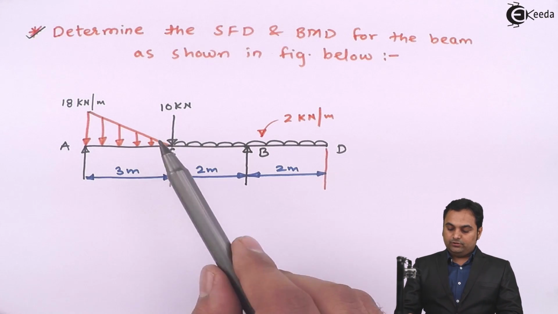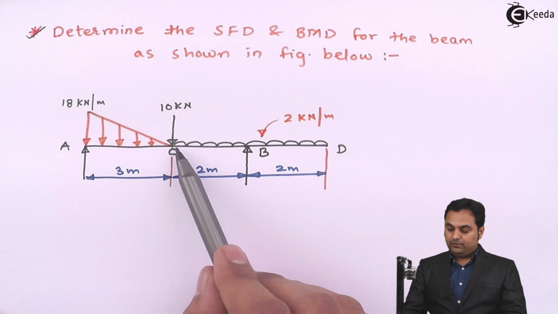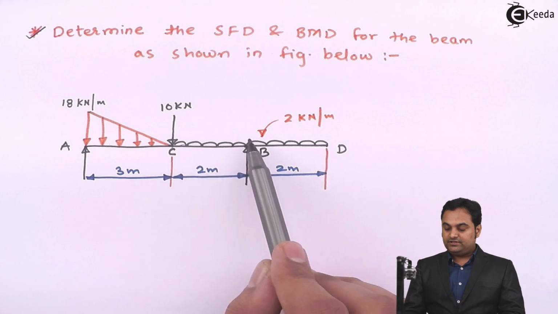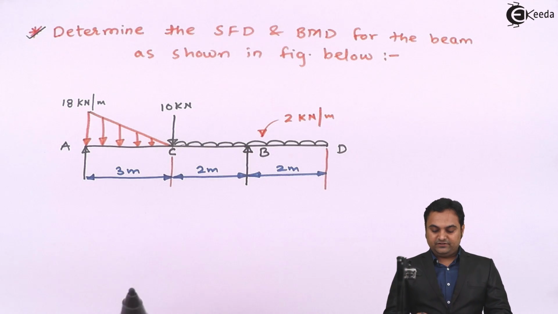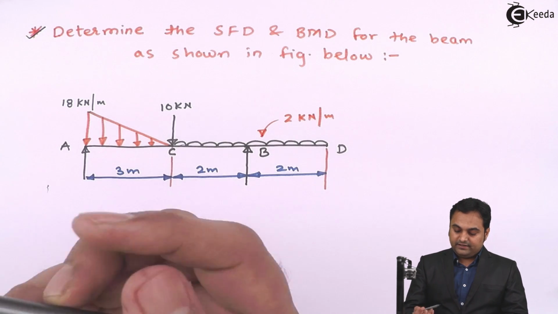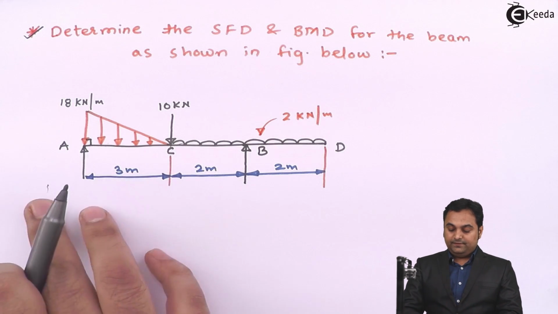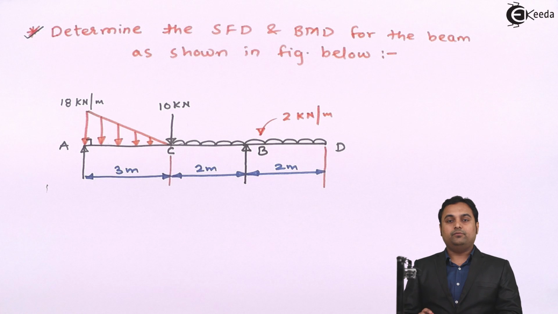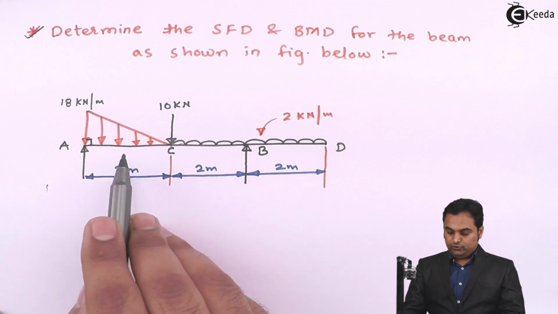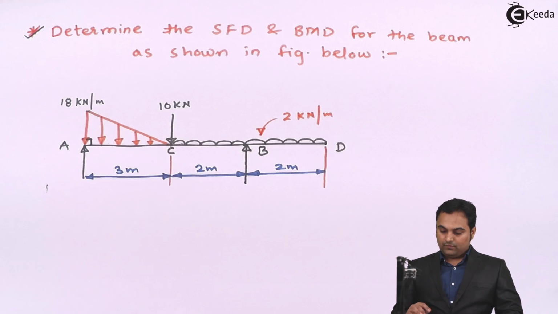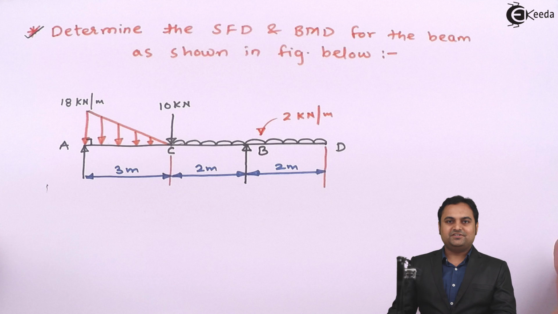Then there is a point load of 10 kilonewton acting at 3 meter distance from point A or left support. After that, from C to D, that is over 4 meter length, there is a UDL of 2 kilonewton per meter. This is called a uniformly distributed load. After that, there is a right angle triangle, and this kind of loading is called uniformly varying loading or UVL. So this beam consists of point load, UDL and UVL. For such a beam, we have to draw shear force diagram and bending moment diagram. Let us get started.